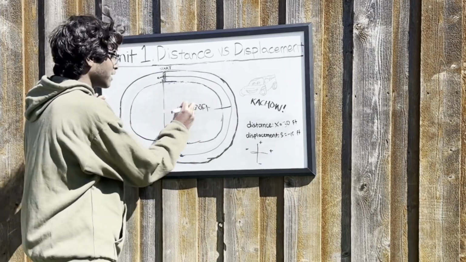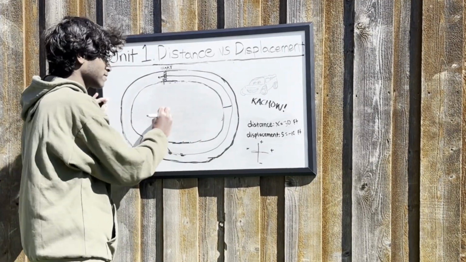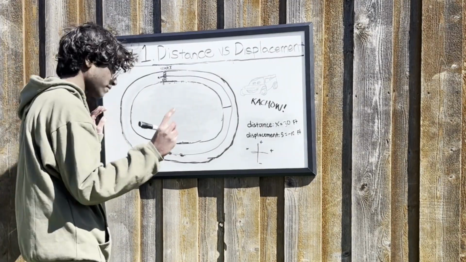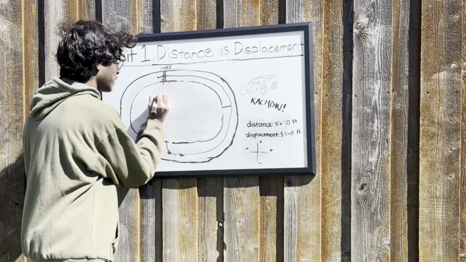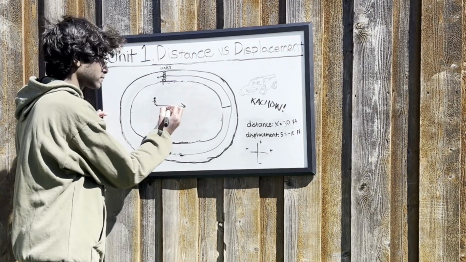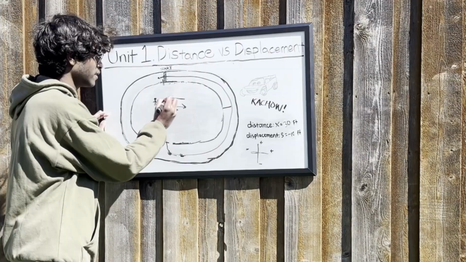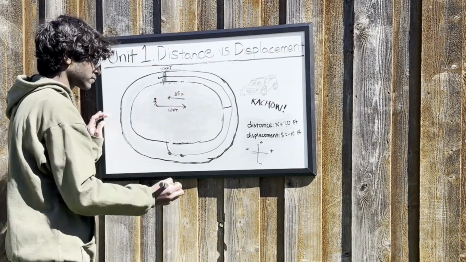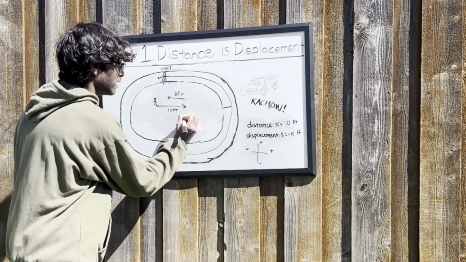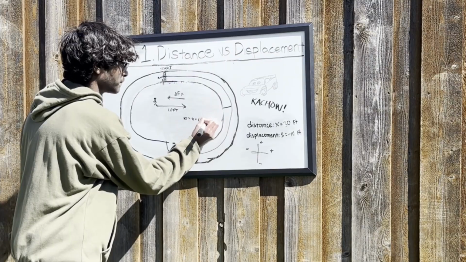Now, I'm going to give you guys some example problems, some practice problems, to see if you guys actually understood what I was saying. So, say we got my good friend Bob right here, and he went this way 10 feet. But he decided to go back here 8 feet. That means his distance will be 10 plus 8, which is 18 feet.